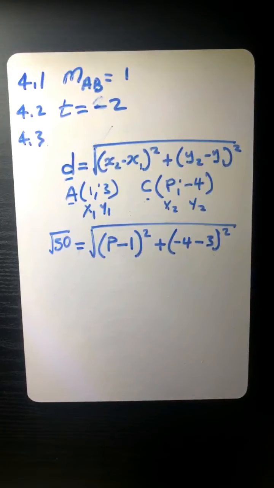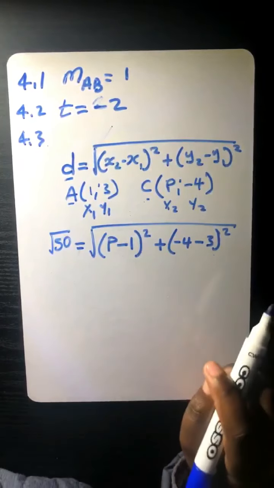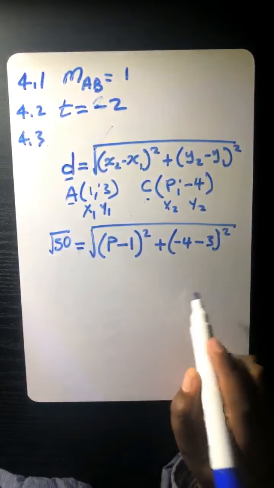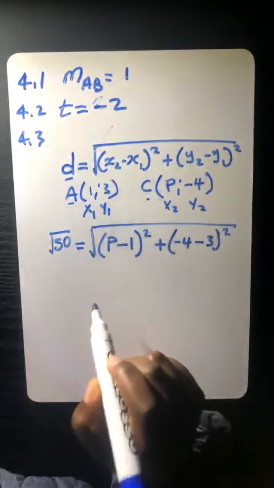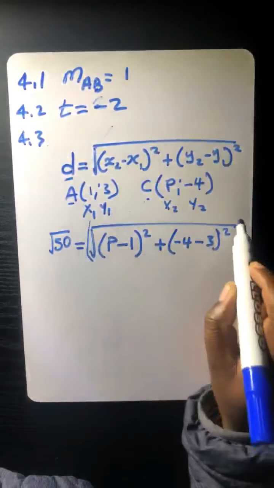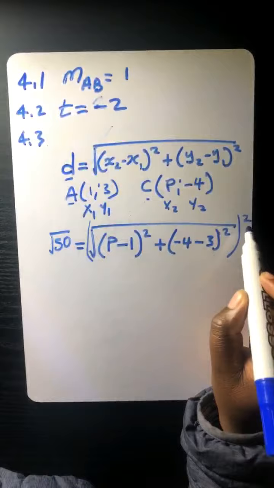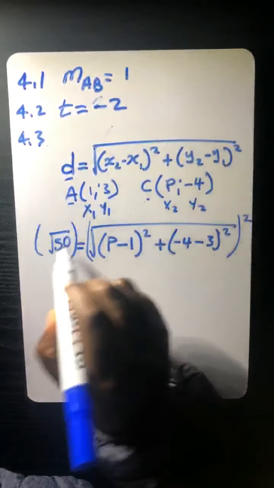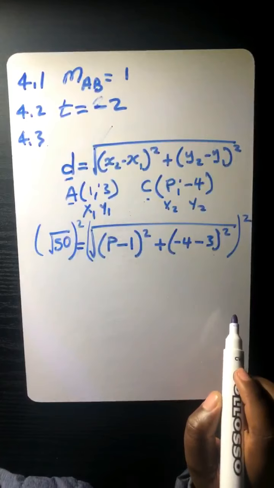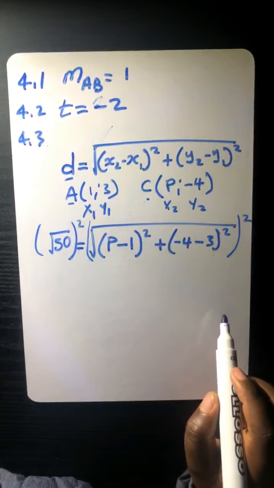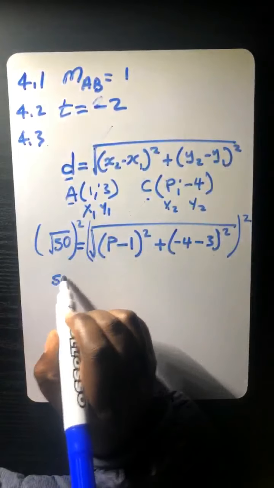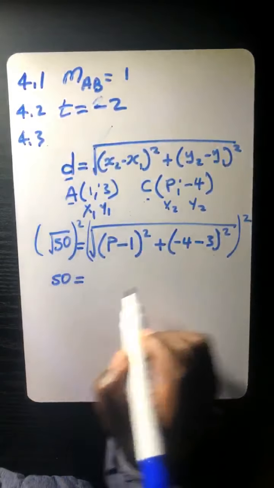From there, ladies and gentlemen, we just simplify. How do we simplify? We want to remove the square root. How do we remove the square root? Always when you remove the square root, you introduce a square, and whatever you do on one side, you do the same on the other side. So it's just a math problem that you now need to work out. Squaring is going to remove the square root, and you remain with 50.